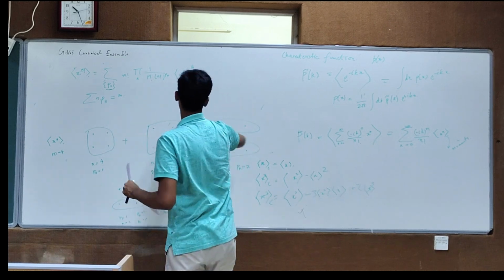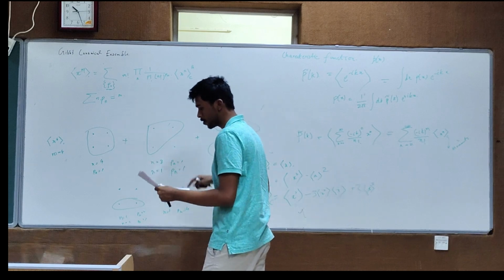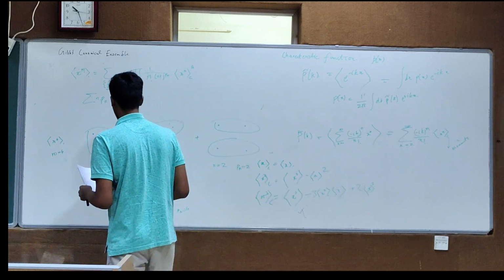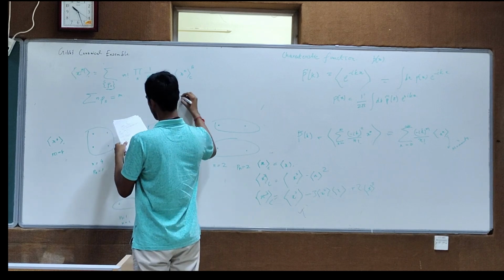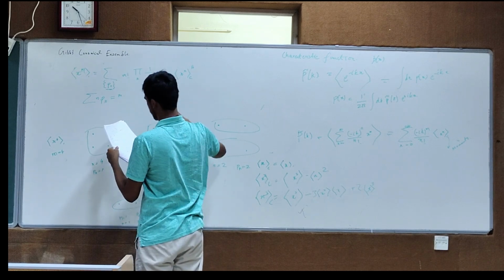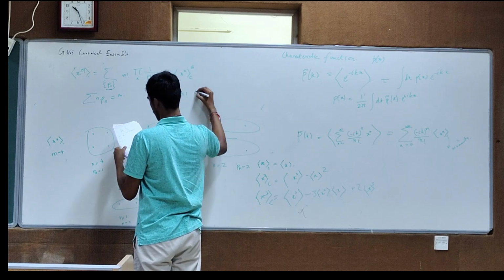Now each of these has a coefficient. How do you find the coefficient? You find the coefficient using this formula, that basically this thing, m factorial into.